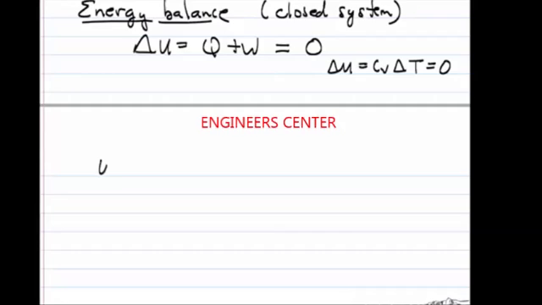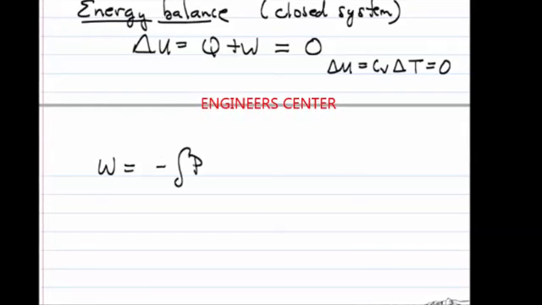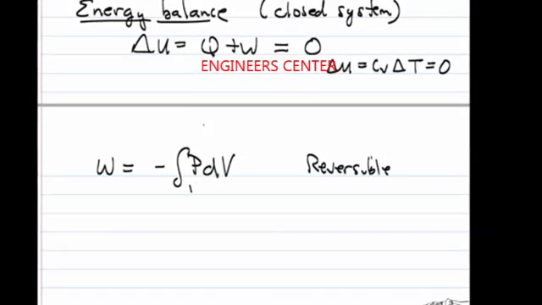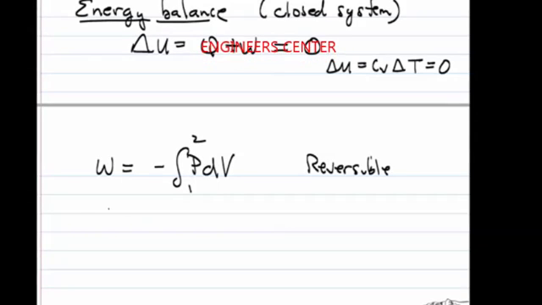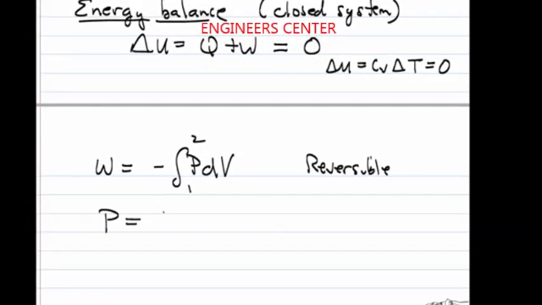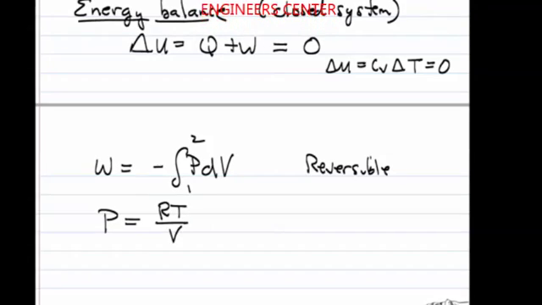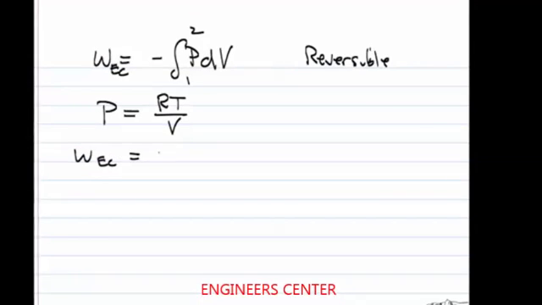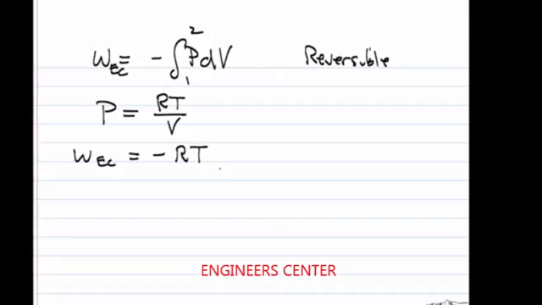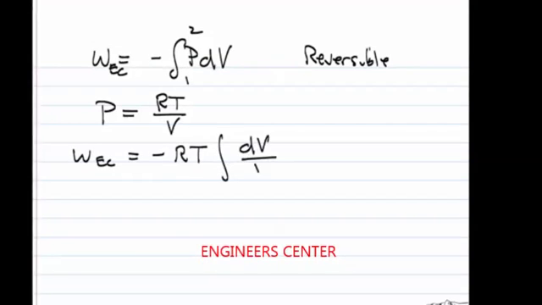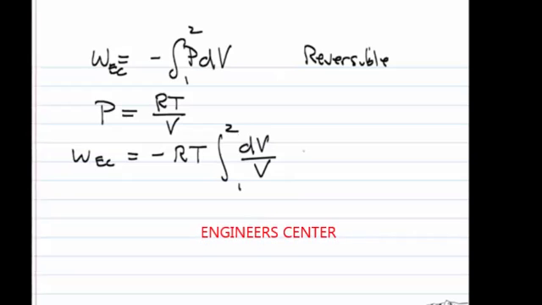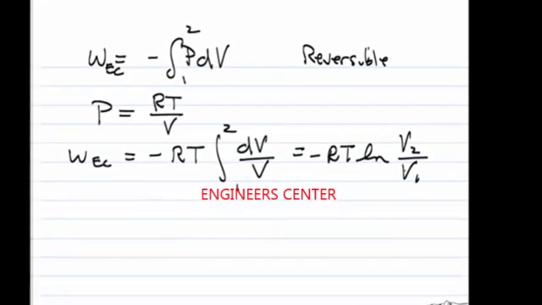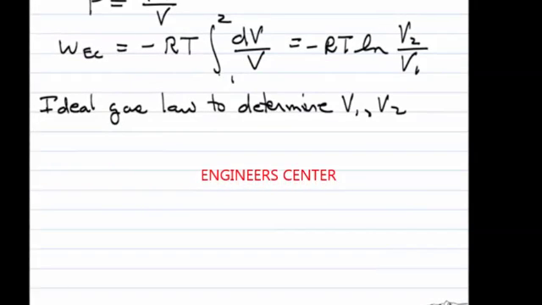Next, we want to calculate the work. To calculate the work, the pressure is changing. We're going to use the pressure of the gas, so we're assuming it's reversible. We'll go from the initial state to the final state. In order to solve this, we have to relate the pressure to the volume with the ideal gas law, and this is the work of expansion and contraction. So this work then is minus RT, since R and T are constant, the integral dV over V from state 1 to state 2, which is minus RT times the natural log of volume 2 over volume 1. So in order to determine the work, we need the volumes.